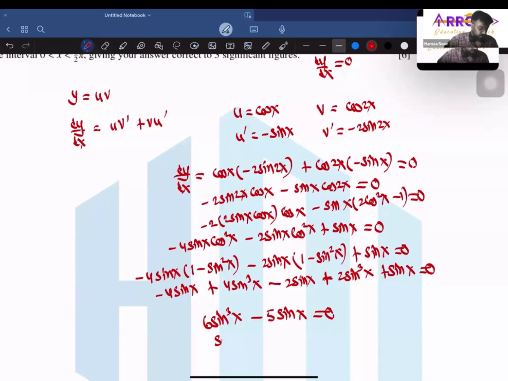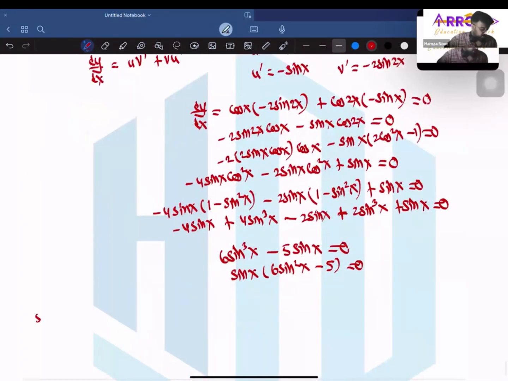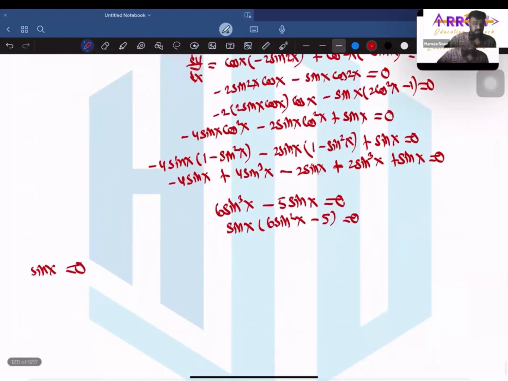So what we are going to do, we are going to take sine x as common, multiplied by 6 sine square x minus 5, and this whole thing is equal to 0. So when sine x is equated with 0, these are those angles.